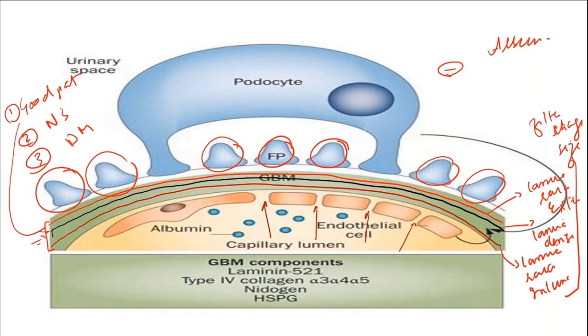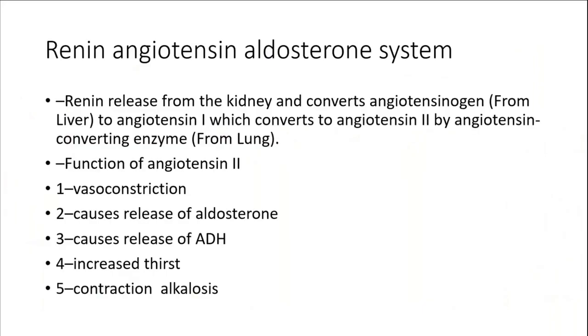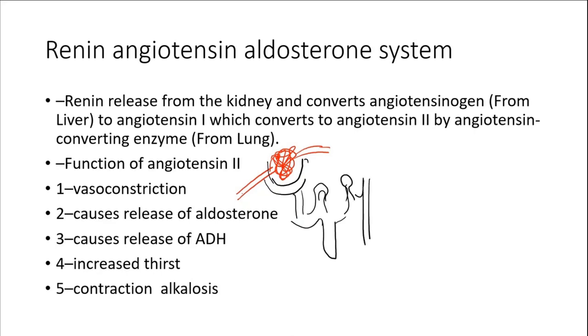So now we know about the glomerulus. Let's learn about the renin-angiotensin aldosterone system. So we have glomerulus, afferent arteriole, efferent arteriole. We have Bowman capsule, proximal convoluted tubule, loop of Henle, distal convoluted tubule, collecting duct.